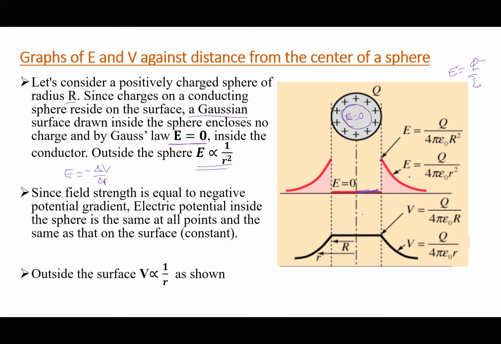Because E is the negative potential gradient, if E is zero inside, then V is constant and is the same as that on the surface. But as we move away from the surface, V still decreases. So the shape outside will be the same, but inside E will be zero, yet V is a constant.